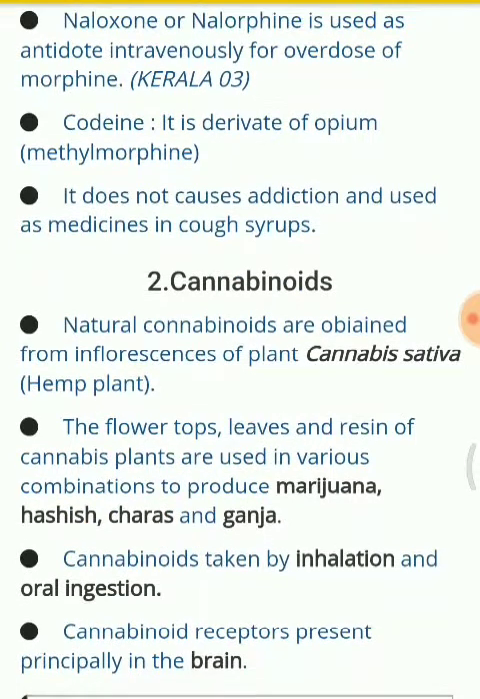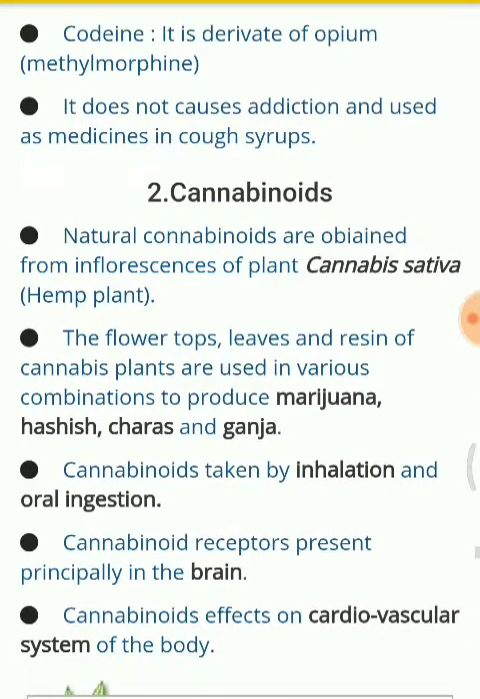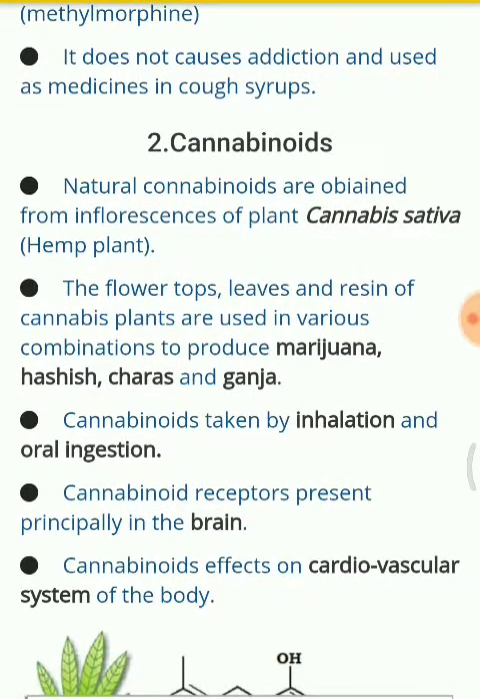Cannabinoids. Natural cannabinoids are obtained from inflorescences of the plant Cannabis sativa, the hemp plant. The flower tops, leaves, and resins of cannabis plants are used in various combinations to produce marijuana, hashish, charas, and ganja.